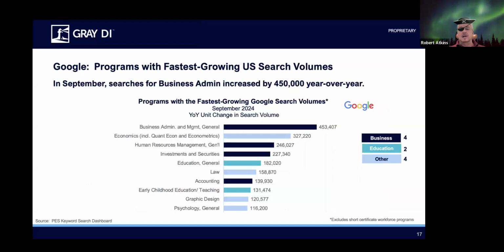Economics and econometrics up 327,000. And we have human resources up 246, investments up 227. So a strong showing by business-oriented programs, with accounting bringing up the rear of the business ones with 139,000 incremental Google searches. So it bodes very well for the business schools at your campuses.